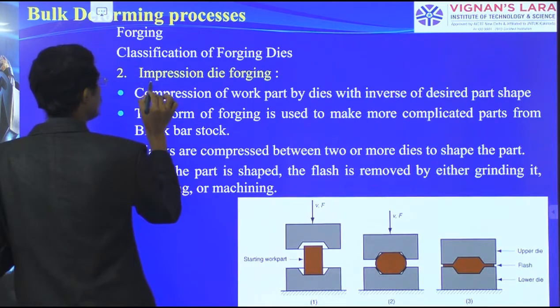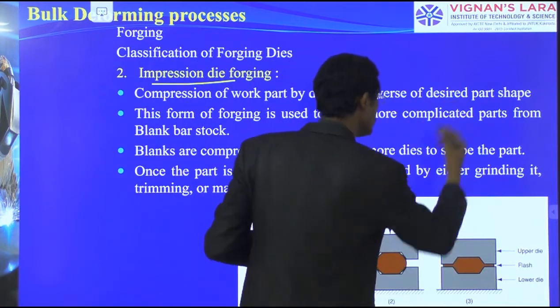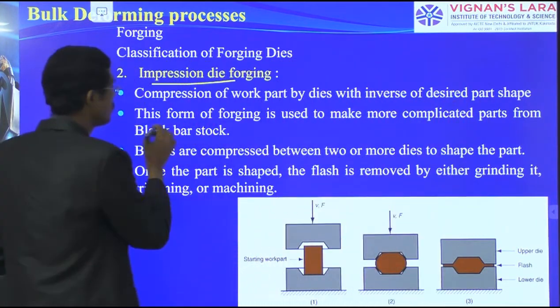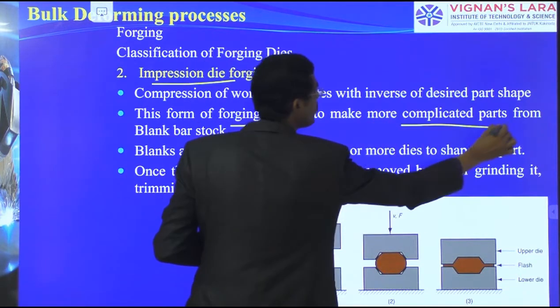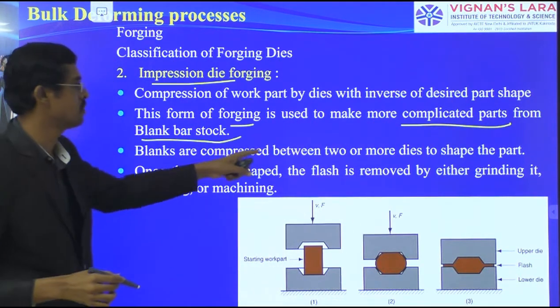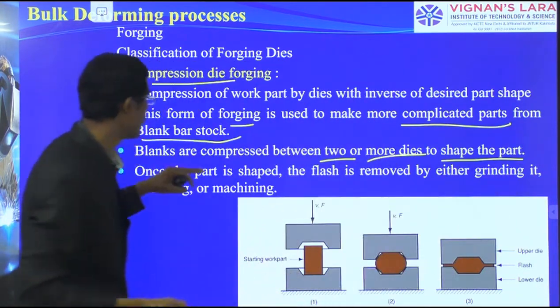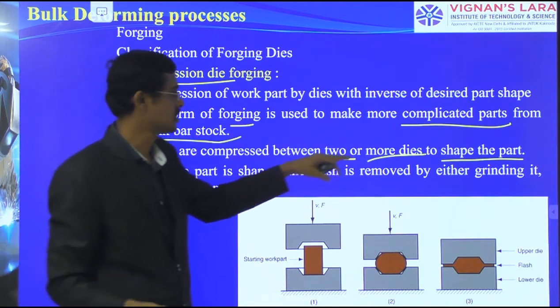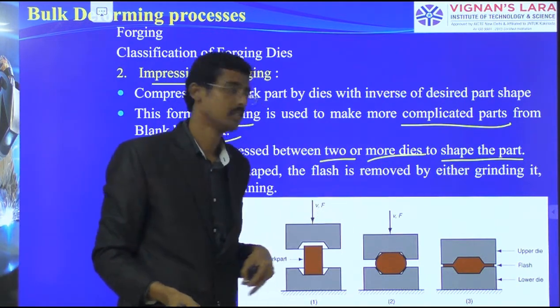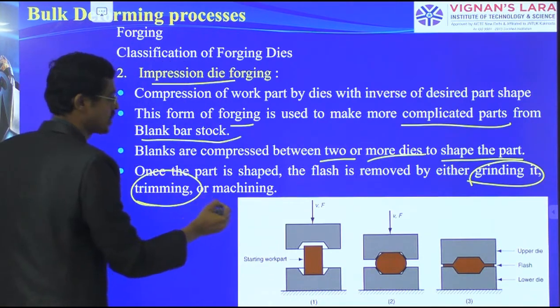Next, impression die forging: compression of the work part by dies with impressions of the desired part. This form of forging is used to make more complicated parts. Blanks are compressed between two or more die shapes of the part. Once the part is shaped, flash is removed either by grinding or by a trimming or machining action.